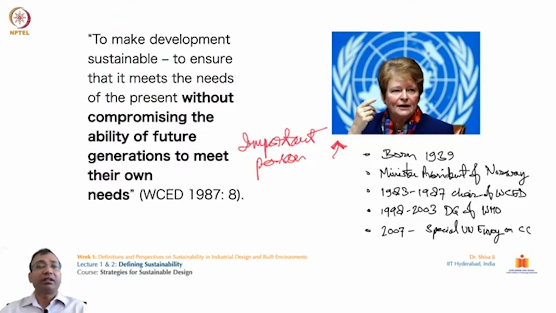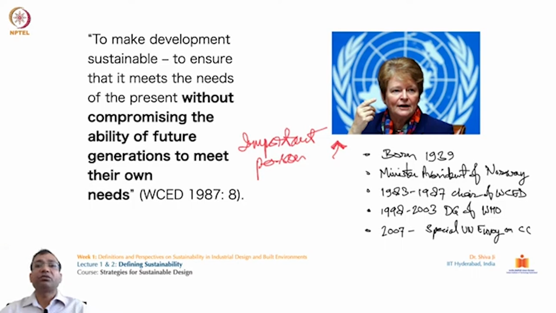We are seeing a very famous person belonging to the whole scientific study around sustainability. She is Gro Harlem Brundtland. She presented her thoughts long back in 1987, which was published as a report. There she mentioned that to make development sustainable, we must ensure that it meets the needs of the present without compromising the ability of future generations to meet their own needs.